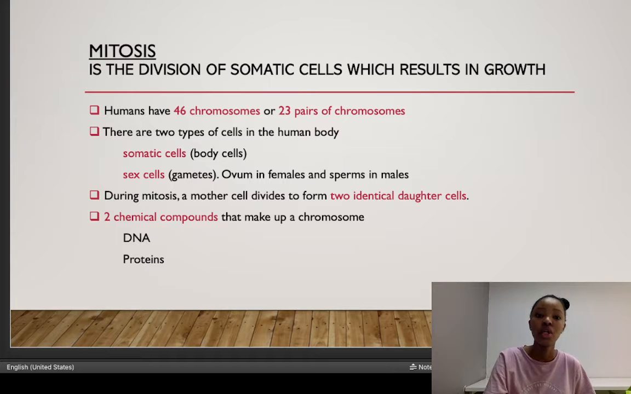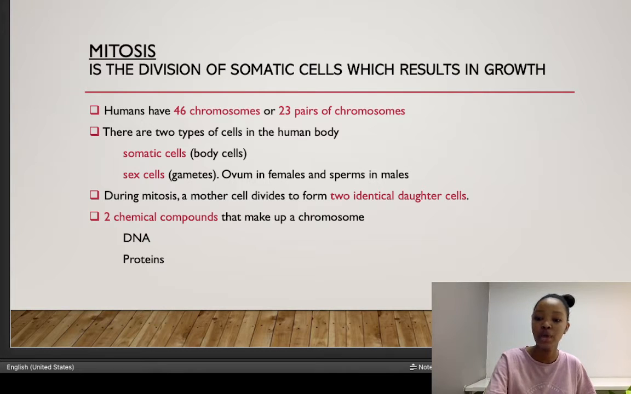So let's continue. Human beings have 46 chromosomes, or you can say 23 pairs of chromosomes. There are two types of cells in the human body. There are somatic cells, which are also known as body cells, and there are also sex cells, which are also known as gametes. The female gamete is an ovum, or you can say an egg, but to be more biological, you can say it's an ovum. And males have sperms or spermatozoids.